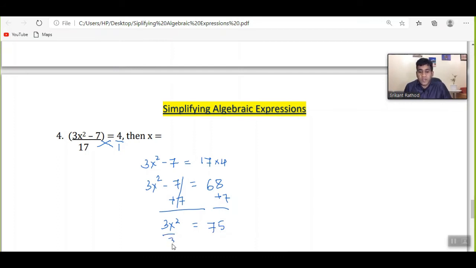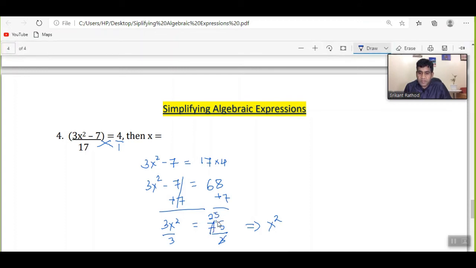Now divide by 3, what are we going to get? What is the value of x square? We get x square is equal to 3 times 1, 3 times 2 is going to be 6, 1 is carried forward, 3 times 5 is going to be 15. Then we can say that the value of x square is going to be 25. But we are looking for the value of x. x square is equal to 25. It means the value of x is going to be plus or minus 5.